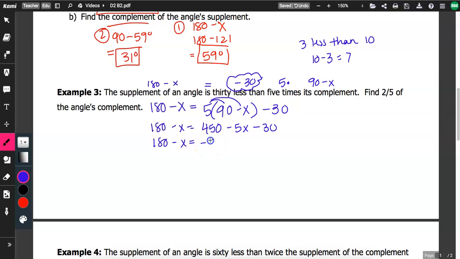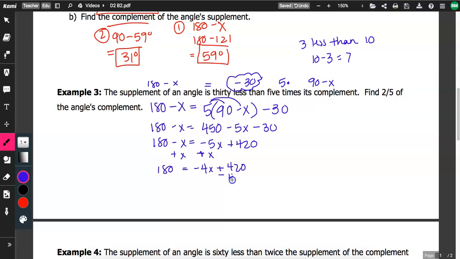Combine some like terms, so I have negative 5x plus 420, it's positive. Now I'm going to solve for x here. So I'll add x. There's a lot of different steps you could take here. Equals negative 4x plus 420.